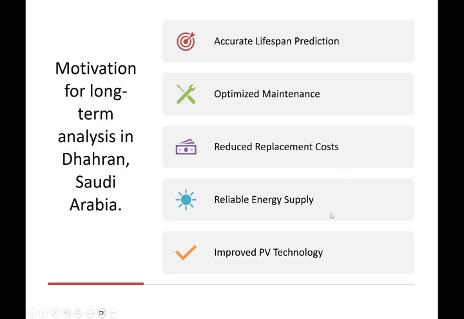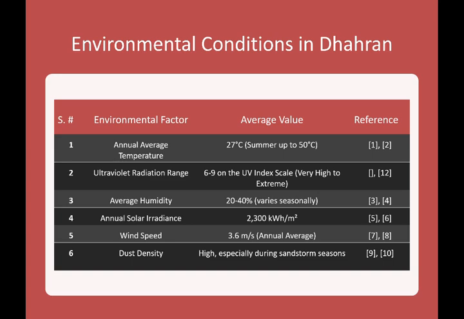Reliable energy supply, that means the energy supply should not be disrupted as long as the project is installed. So we must supply continuous electricity. So this is also one of the motivations. And improve PV technology. As much as you integrate AI and modern techniques in the current technology, it will also improve.